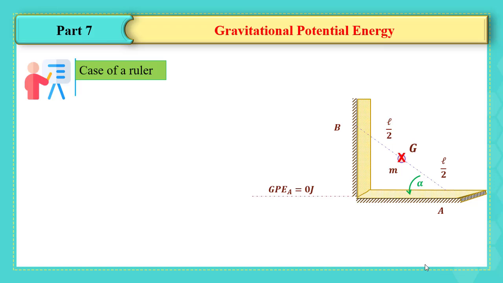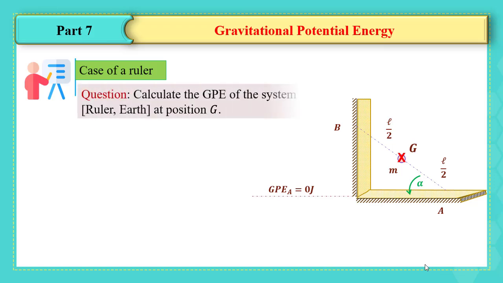Now the question is, calculate the gravitational potential energy of the system, ruler, Earth, at position G. First, we identify the height and the position of G with respect to the reference, which is h on the figure. Since it is above the reference, then the gravitational potential energy is plus mgh.